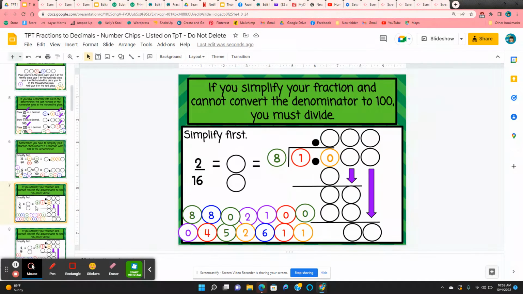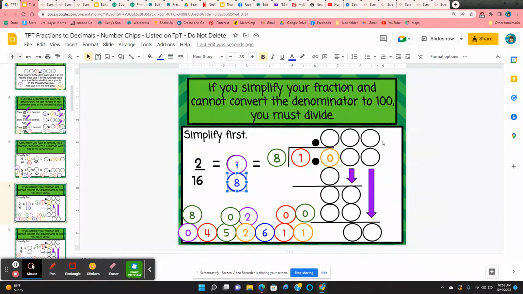Now, another method they're going to have to use, if they can't convert it to a fraction that they can change to get 100 in the denominator, then they're just going to have to use long division. So this is a long division problem. So the first thing it tells them to do is to simplify. They're going to change 2/16 to 1/8. And to change it to a decimal, they're going to have to divide 1 divided by 8. And it has all of the numbers they need.